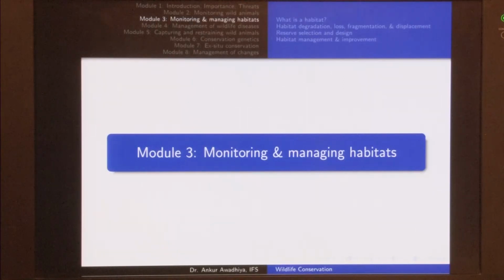Namaste. Today we begin a new module, monitoring and managing of habitats. This module will consist of 4 lectures: What is a habitat? Habitat degradation, loss, fragmentation and displacement, reserve selection and design, and habitat management and improvement. So, let us begin with the first lecture of this module.